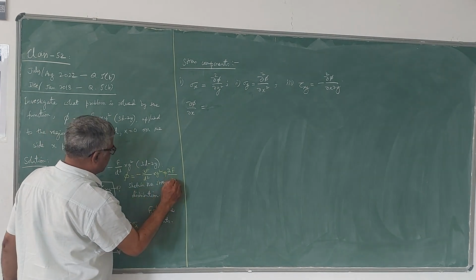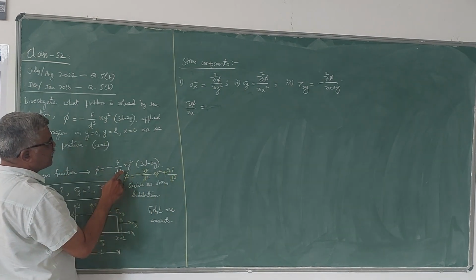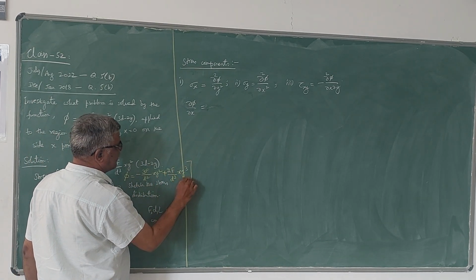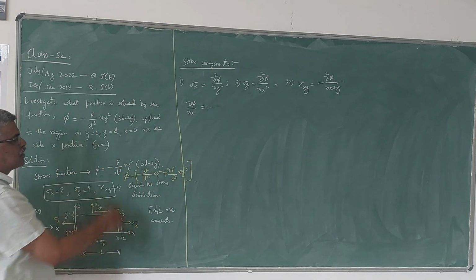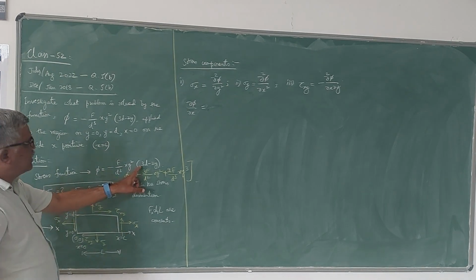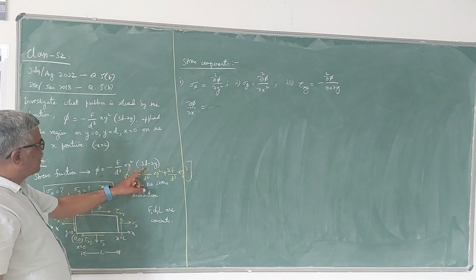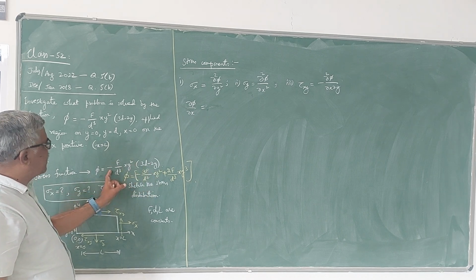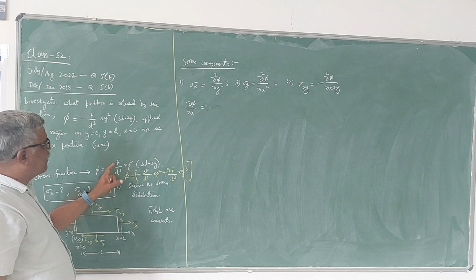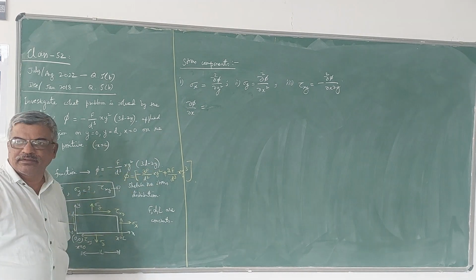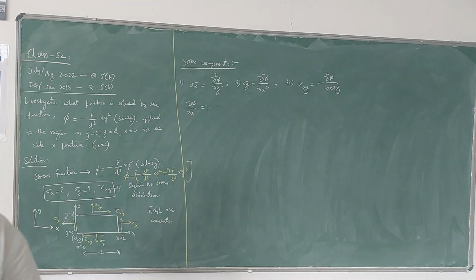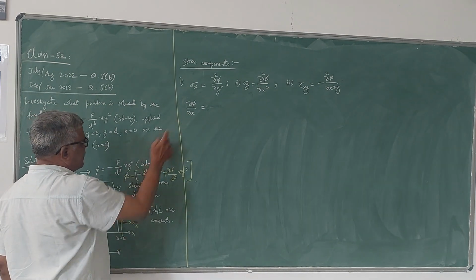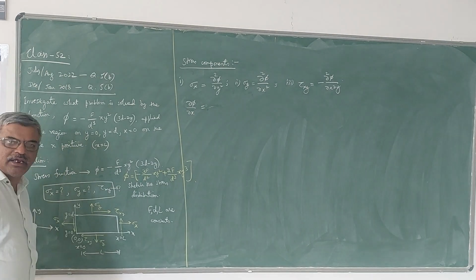2f divided by d cube into xy cube. Correct? I have just separated these two terms. Minus 3f by d square into xy square plus minus into minus plus 2 times f divided by d cube into xy cube. Correct? I have just multiplied the two terms. Now let us differentiate this with respect to x partially.